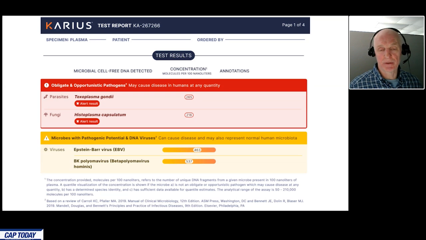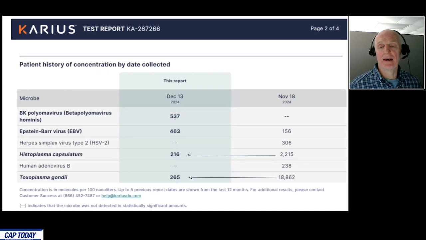2 days later, his original Karius test returned with a surprising revelation that he had very high levels of Toxoplasma gondii, 19,000 molecules per microliter, which is extraordinarily high. And his pulmonary infection was actually pulmonary histoplasmosis with 2,200 MPM as well.